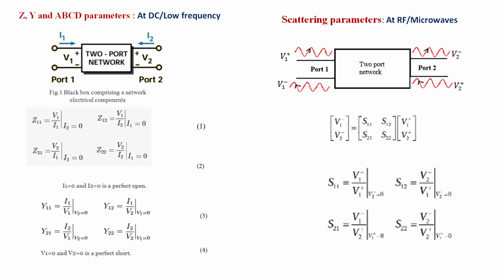Yes, hello ma'am. Okay, so there is another parameter called S parameters. They are also called S parameters or scattering parameters, like Z parameter and Y parameter. But these scattering parameters are used at RF and microwave frequency. Why are they called scattering parameters? Because here waves are considered, instead of voltage and current measurements.